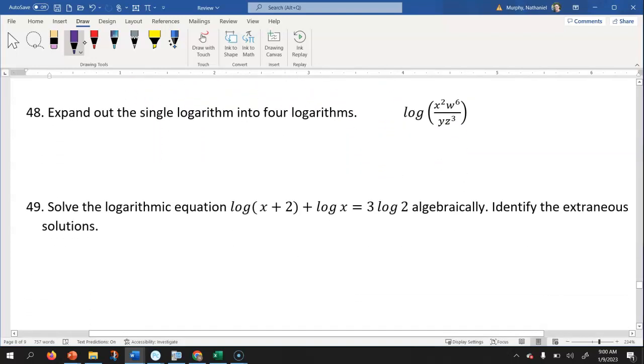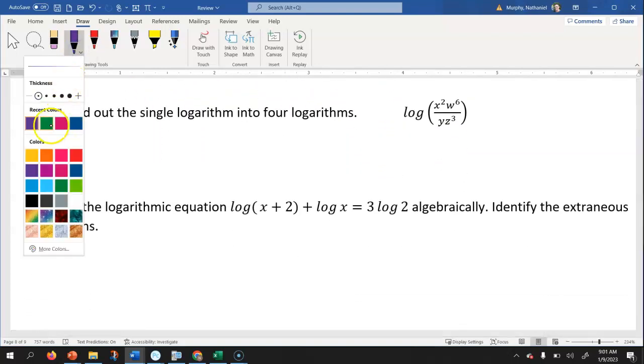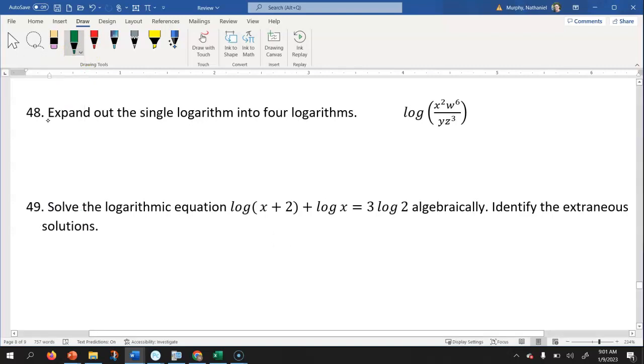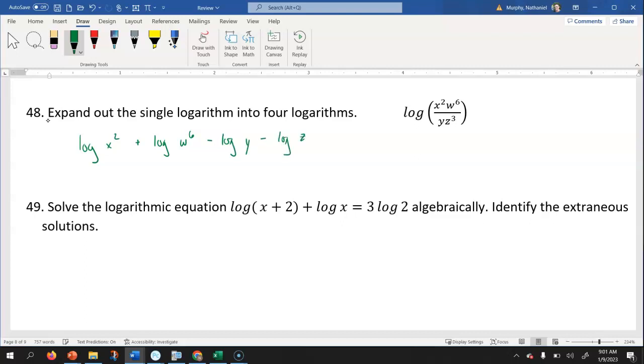Let's look at number 48. Number 48, we're going to separate this out into separate logarithms, and even 4 logarithms, because we have 4 different variables there. So let's start by just breaking this all apart. So we have a log of x squared, and then since we're multiplying by w to the 6th, it would be plus log of w to the 6th. And then we're dividing by both y and z cubed. So it would be minus log of y minus log of z cubed.